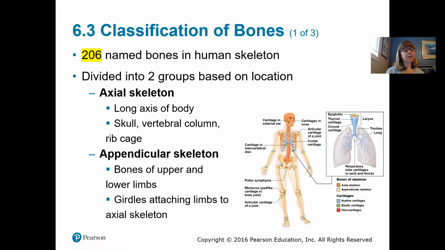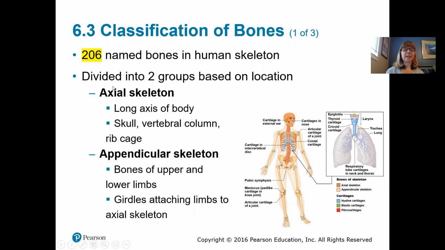All right, in your body, there are 206 bones. And yes, we'll be studying all 206. And hopefully you'll be able to name all 206. That's your goal. And the key is that we divide them up into the axial skeleton and the appendicular skeleton.